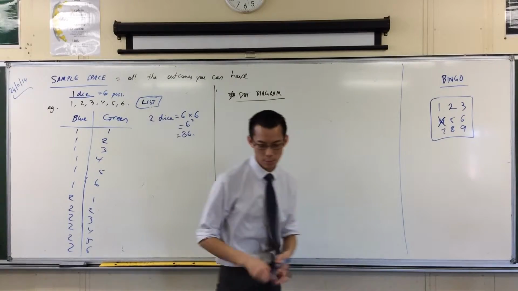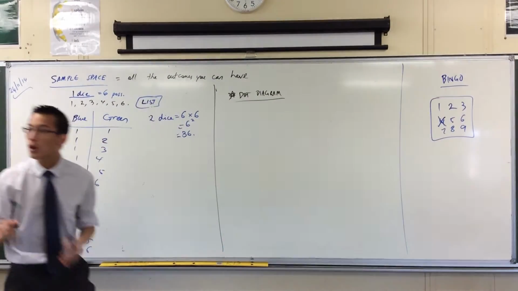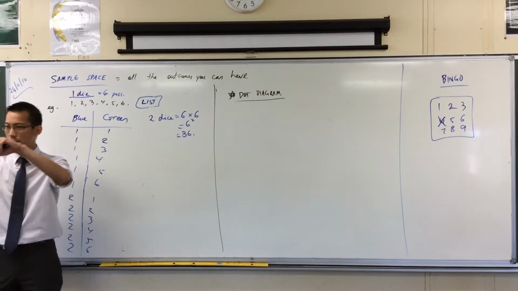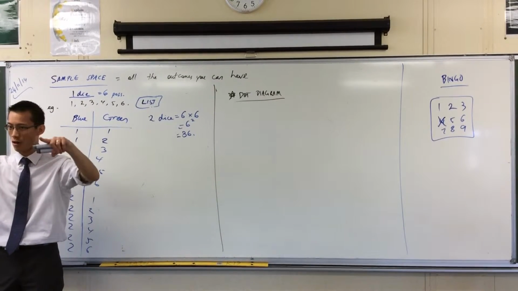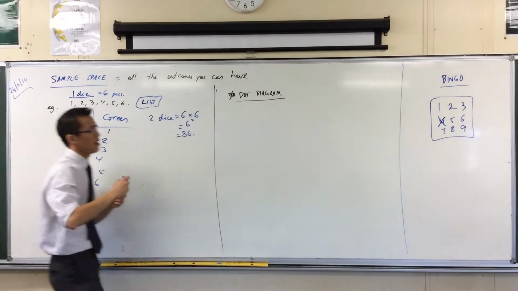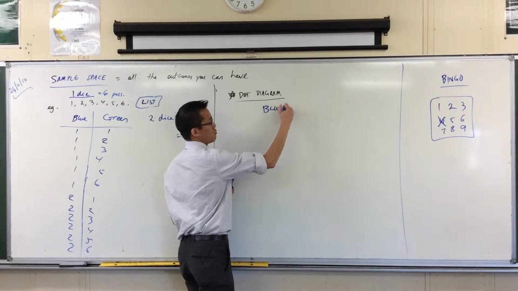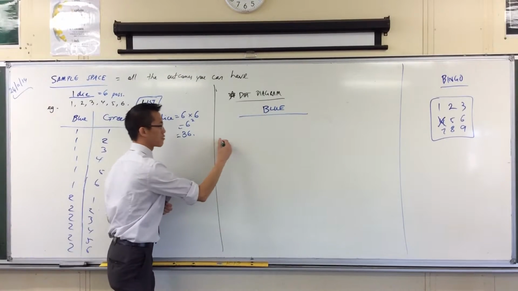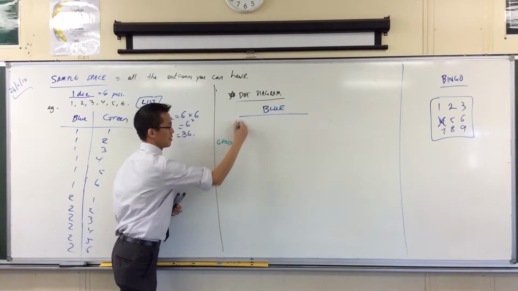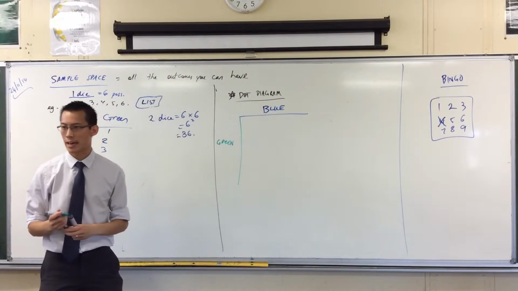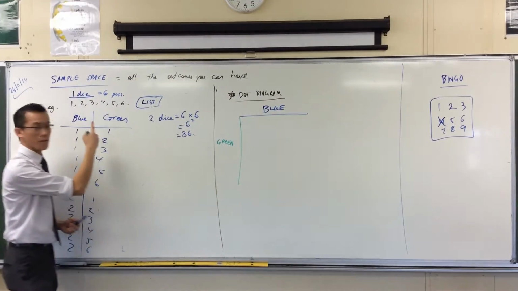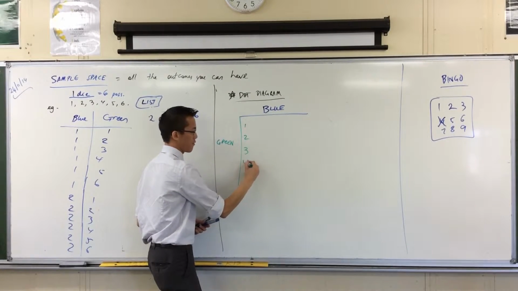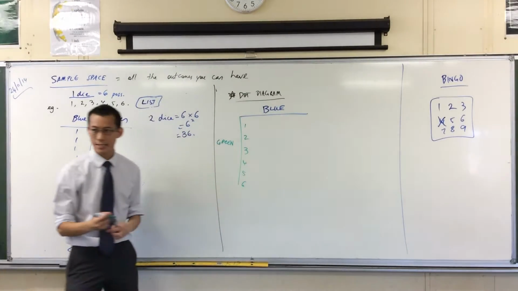Here's what a dot diagram looks like. I will pull out my colors this time. We've got 2 dice, and instead of listing them downwards like this, I'm going to list them in different directions. I'm going to go horizontally and vertically. I'm going to have my blue possibilities up the top, and then I'm going to write my green possibilities down the side. Like I was saying before, the green die can be 1, 2, 3, 4, 5, or 6.